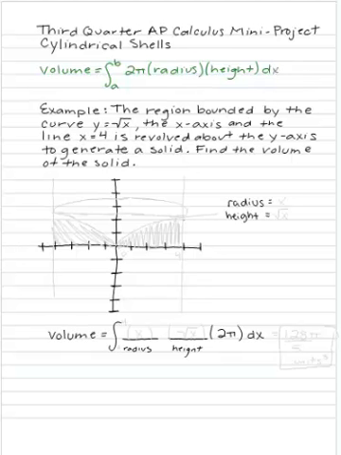Let's try an example. The region bounded by the curve y equals the square root of x, the x-axis, and the line x equals 4 is revolved about the y-axis to generate a solid. Find the volume of the solid. The first step is to draw the curve y equals square root of x, and also draw the line x equals 4. And this is the area bounded by the two curves.